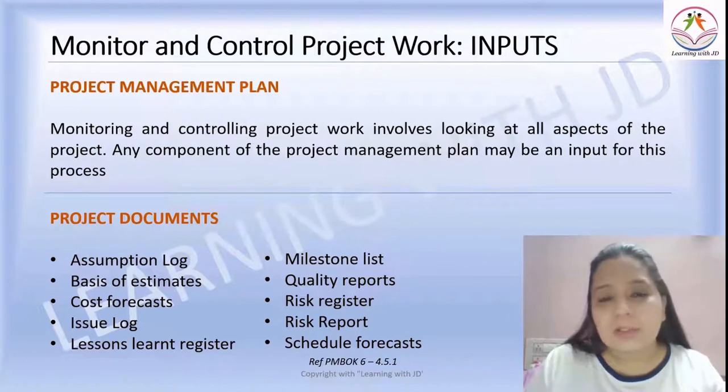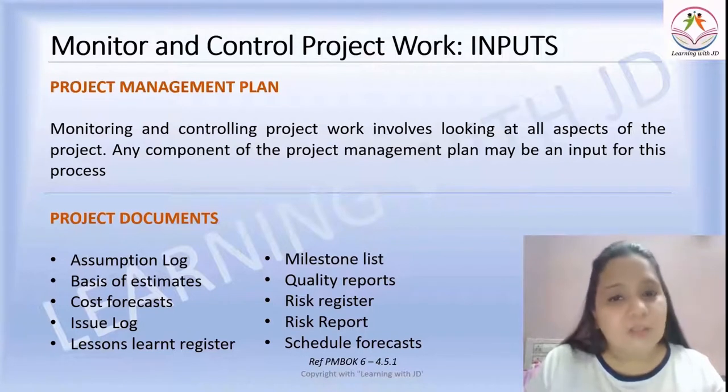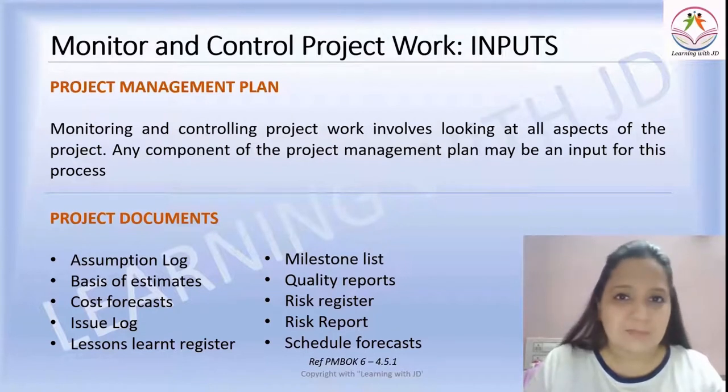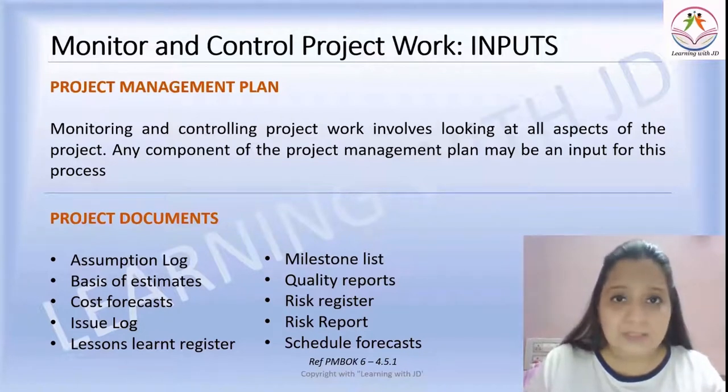So what all are the documents which are included in the project management plan? All the subsidiary management plans, all the baselines and some other components including the change management system, configuration management system and etc. Then you also need your project documents. A lot of components of the project documents including the assumption logs, the basis of estimate, the milestone list, the quality reports, the schedule forecast. All these are a part of the project documents. Now you refer to all these documents to work on monitoring and controlling your project work.